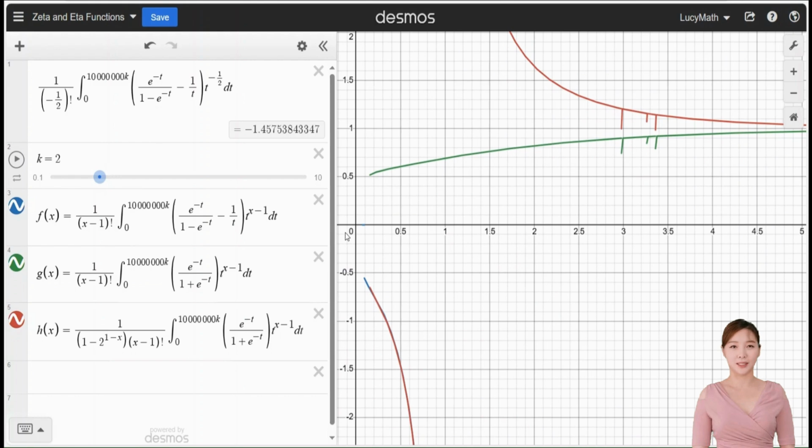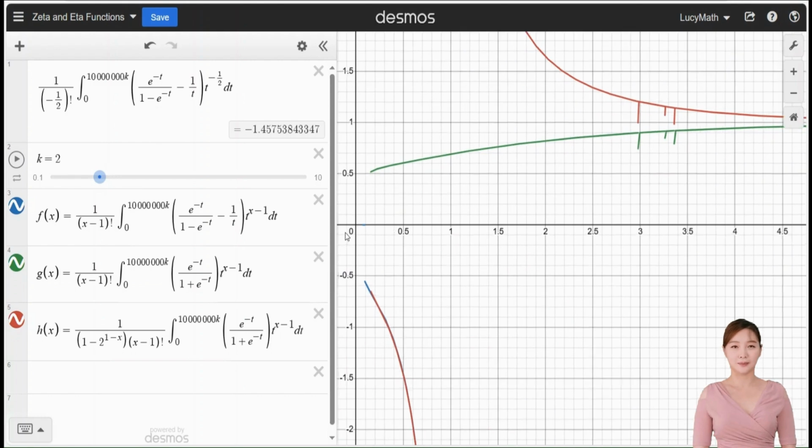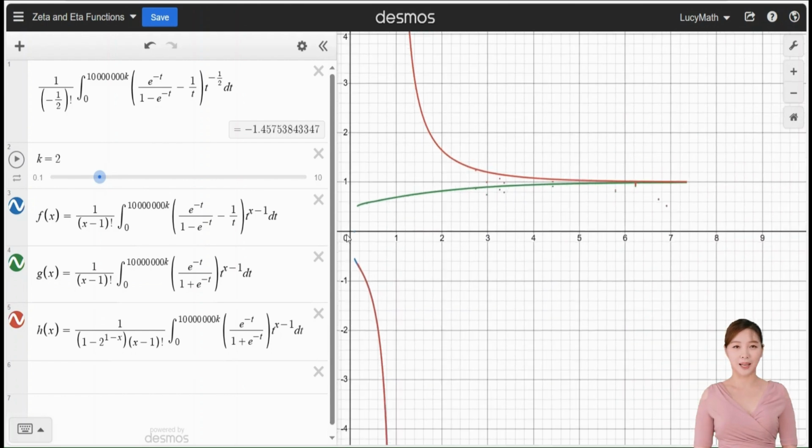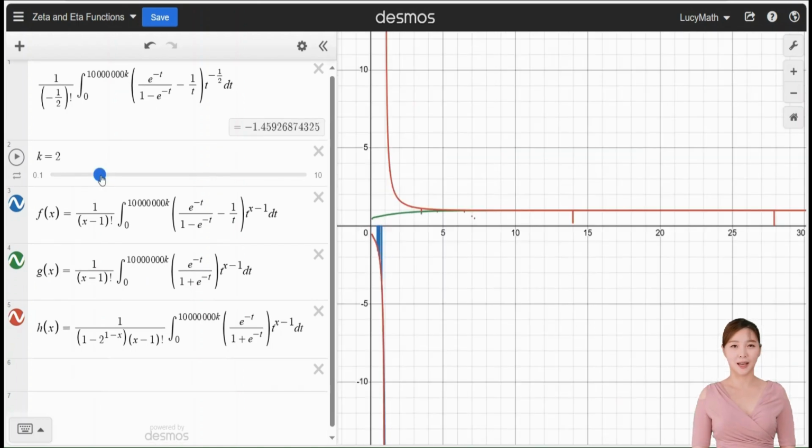The left window of Desmos is the input function, and the top function is the zeta function of 1/2. The integration range is from 0 to infinity, but the integration is obtained by 10 million k. The range of k is from 0.1 to 10, so the integration range can be expanded to 100 million. It shows the integral value of the calculated zeta function of 1/2, and the actual value of the zeta function of 1/2 is minus 1.46035.